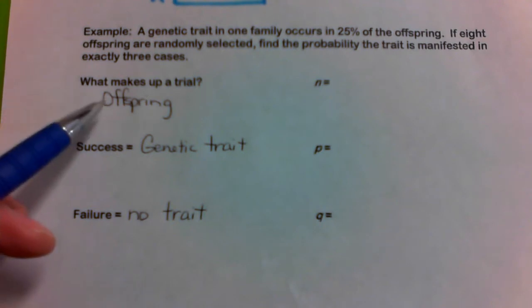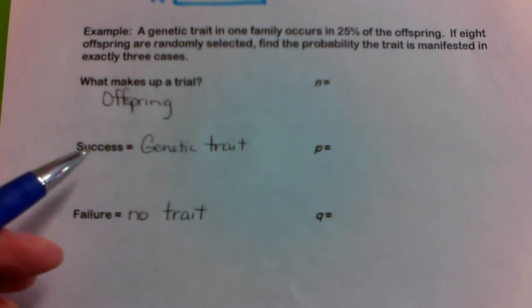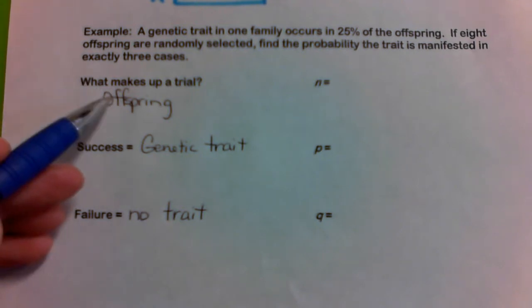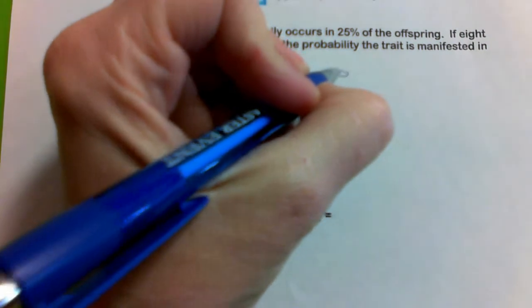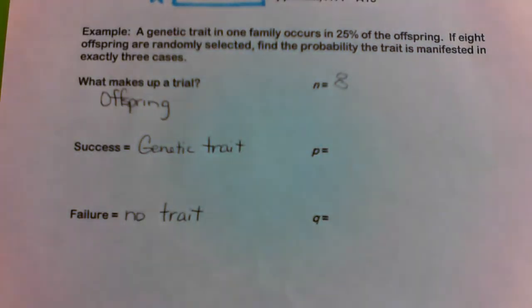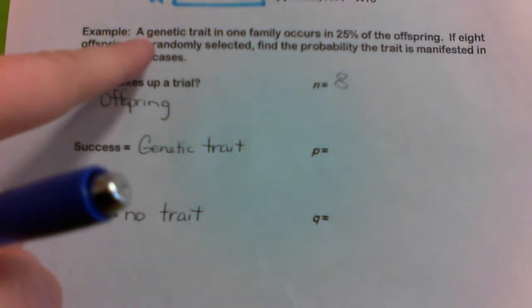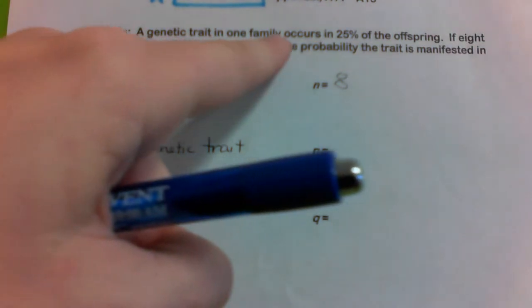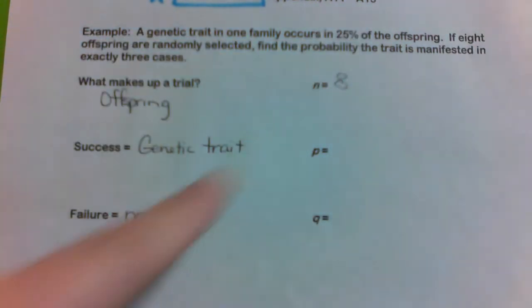So what makes up a trial? Having a baby, or the offspring. Now, what they are defining, before I do that, how many offspring are we observing? We're observing 8. So N will be 8. Now, in here it says that a genetic trait in one family occurs in 25% of the offspring.